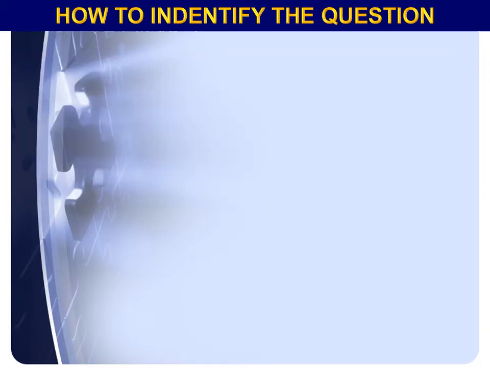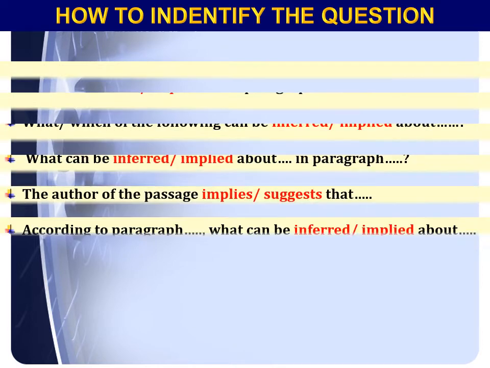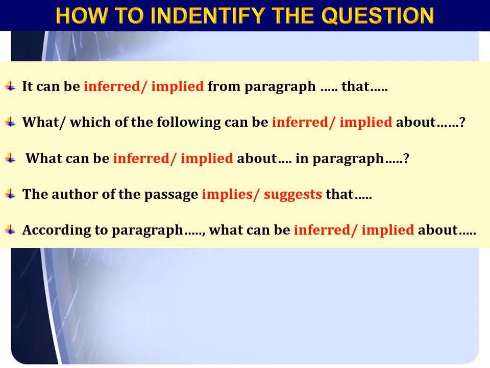How can you know that this is an inference question but not the other types of question? So here are some examples. You will find a question like, it can be inferred or implied from paragraph that, or which of the following can be inferred about, which of the following can be implied about. And if the question makes it easy for you, it will state exactly which paragraph the information is in, so you don't have to look through the whole reading passage.